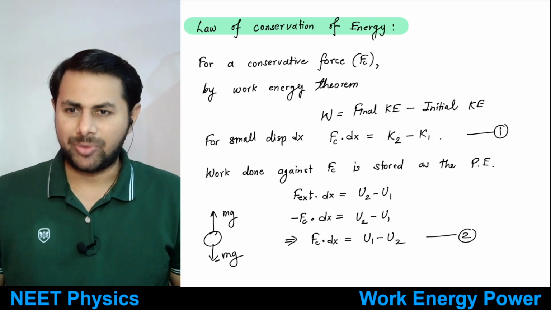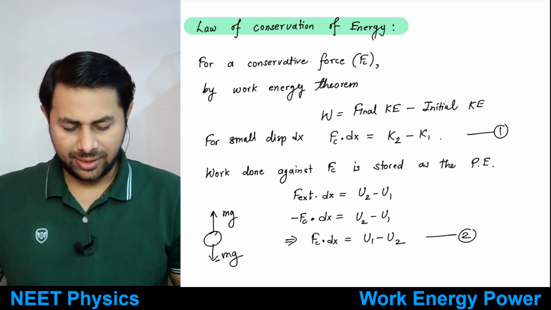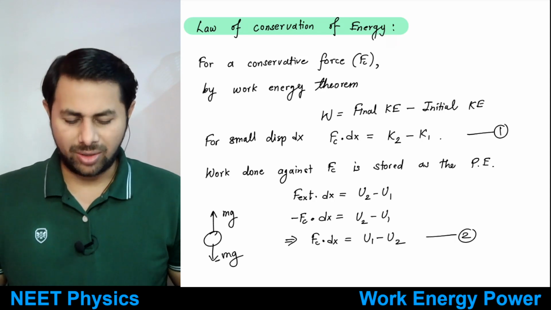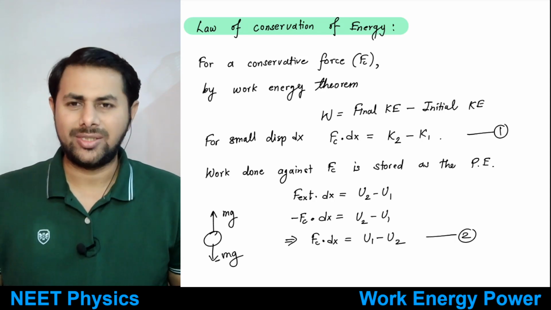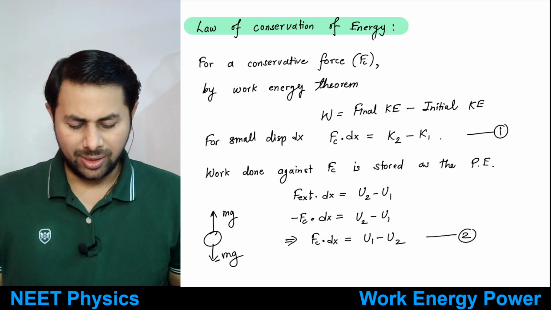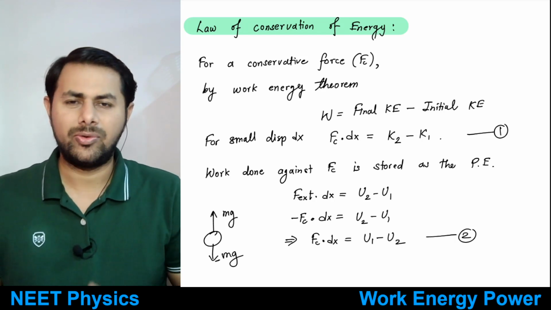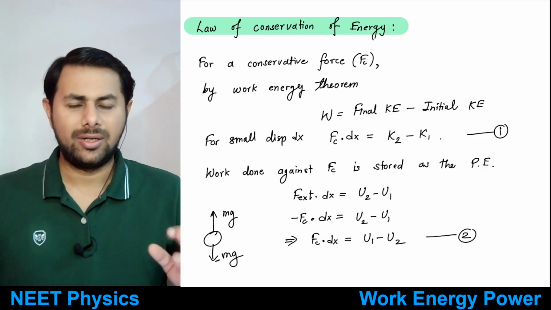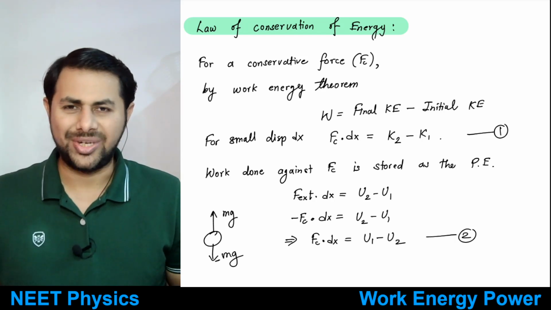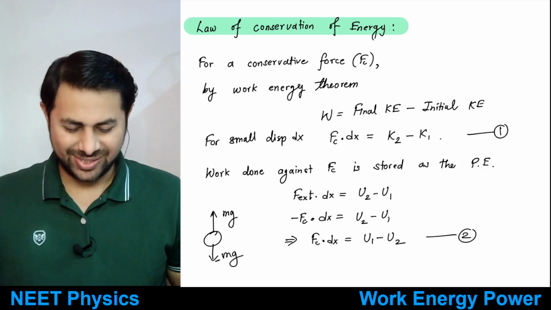So yesterday we saw potential energy and kinetic energy. Now let's talk about the law of conservation of energy. What is this law of conservation of energy? The sum of potential plus kinetic energy is equal to a constant. Okay, so this is the law of conservation of energy, right?